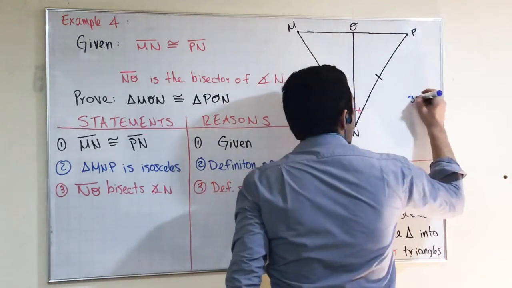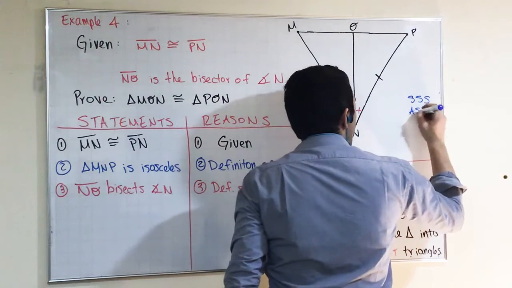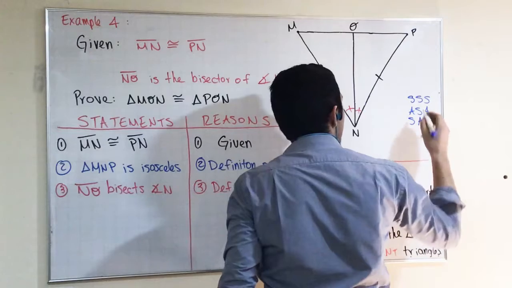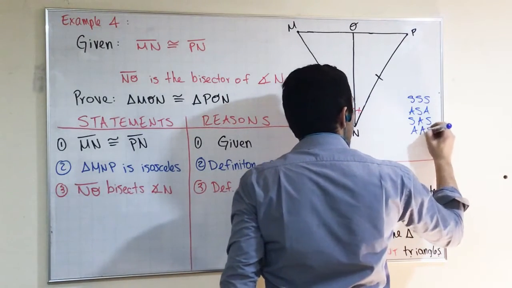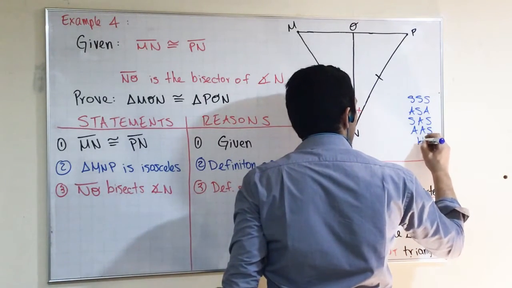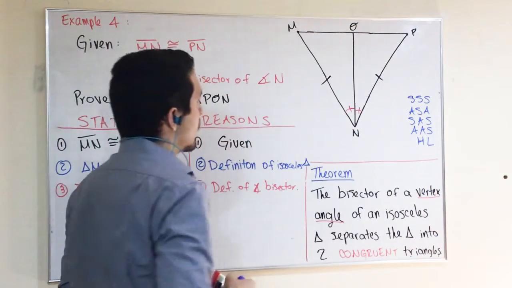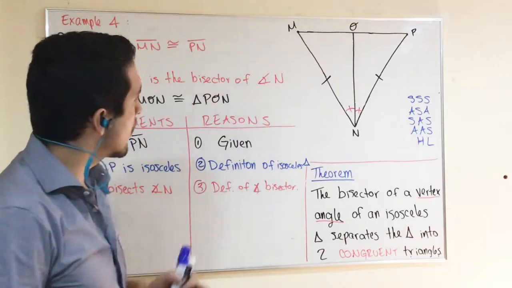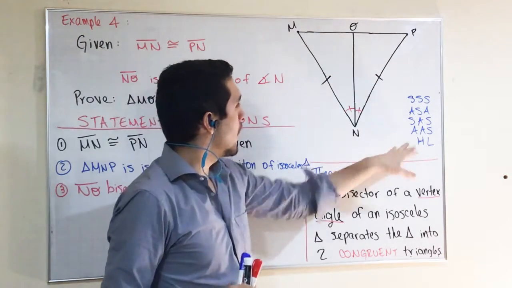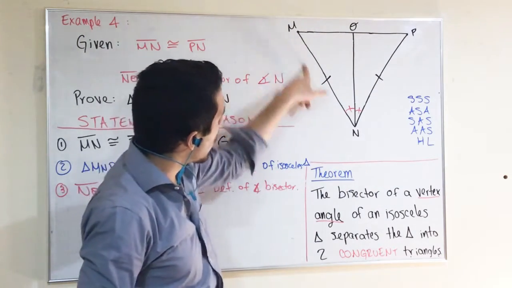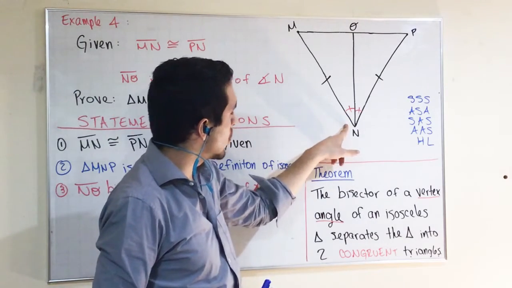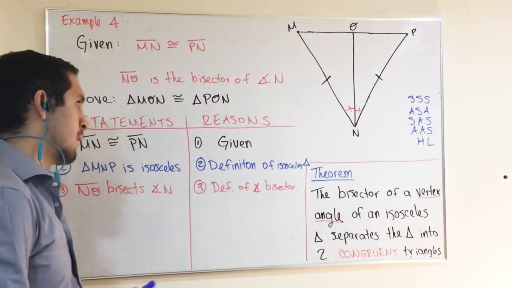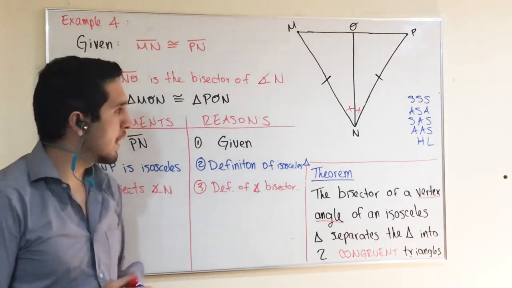They were SSS, ASA, SAS, AAS, and HL. Okay? Here we still don't know if this is a right triangle or not, so there's nothing we can prove with HL. We have until now one side and one angle. So we could use another side or another angle depending on where it is located.